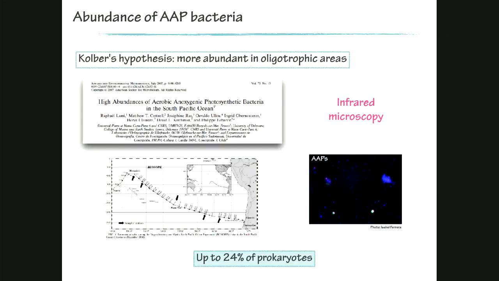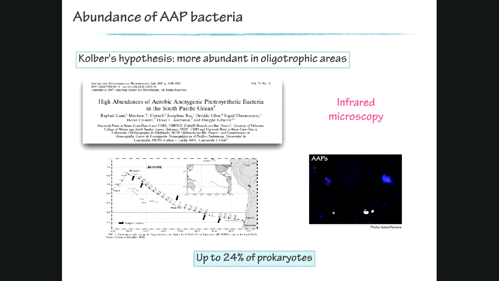Okay, so after these initial studies, different researchers from different places started to look for them in different environments. These species can be observed with infrared microscopy because bacteriochlorophyll a emits in the infrared, so they can be visualized if you have one of these microscopes.